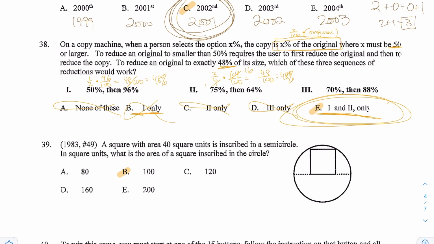Roman numeral number 3 wouldn't work because 70% would be 7/10, and then times 88 over 100. Here you can simplify the 88 and the 10, just divide by 2. So you just have to do 7 times 44 over 500. So that's not going to be 48%. It's going to be some weird decimal.